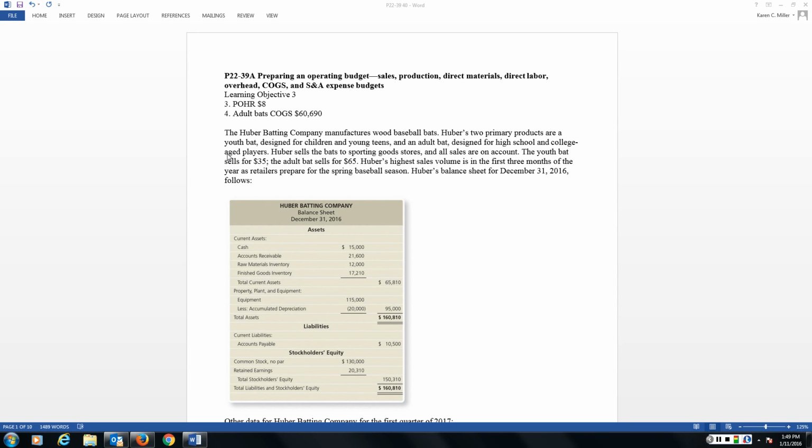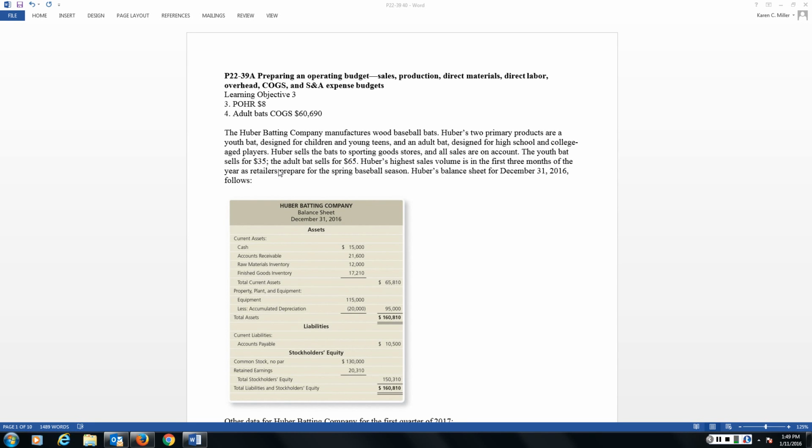So Huber's manufacturing baseball bats, and in this case we have two products, which is a little more complex than what we saw originally with one product, but I think it's a good illustration for us to review. So we're selling bats to sporting goods stores. All of our sales are on account, so we have accounts receivable. We sell the youth bat for $35 and the adult baseball bat for $65.